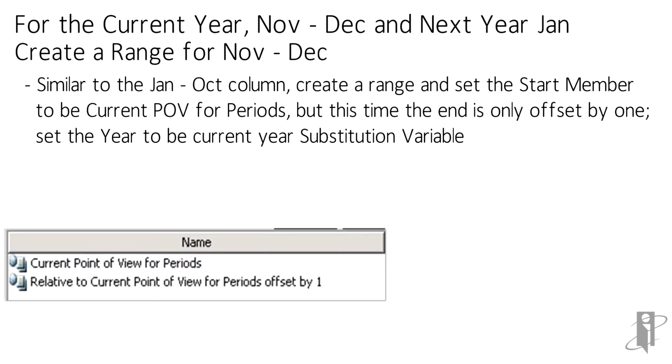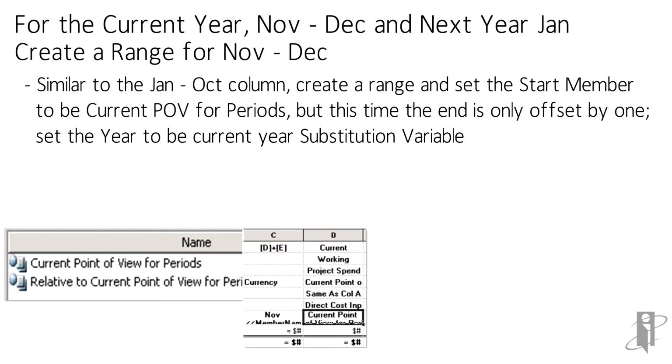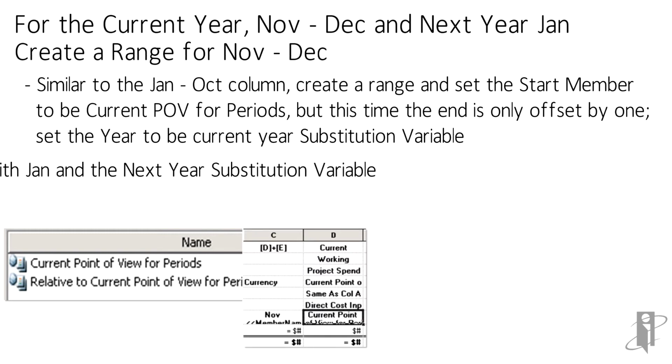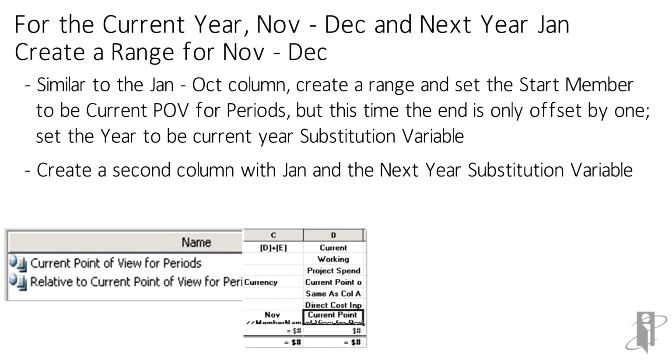We're going to set the start of the range to be the current POV for periods, again, so that when the user selects the period, this is when it starts. And then we're going to have it only offset by 1 this time. Then we're going to set that column's year to be the current year substitution variable. Now we create a second column. It's going to be January, and then the next year's substitution variable.